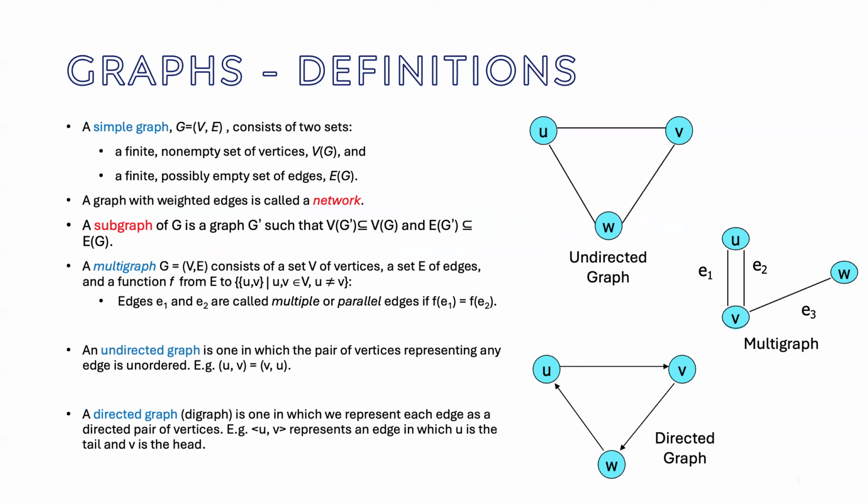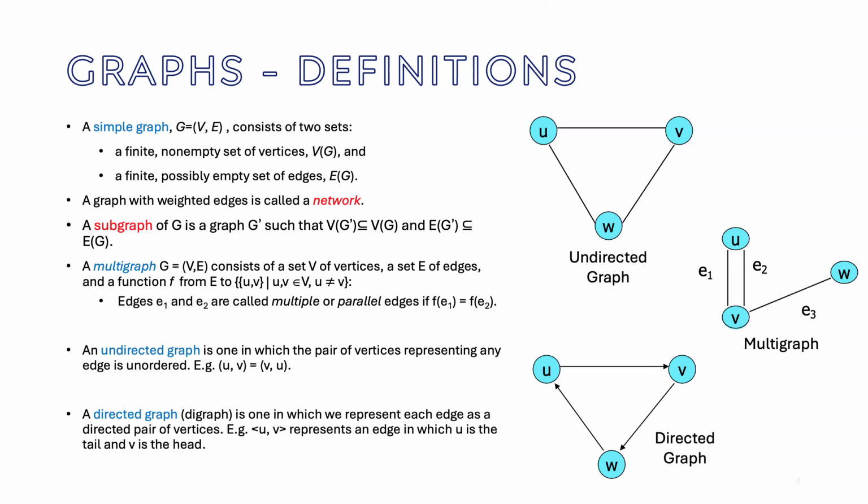But let's recall some formal definitions about graphs first. A simple graph G consists of two sets, a finite non-empty set of vertices, V, and a finite, possibly empty set of edges, E. Vertices are also called nodes, and edges are also called links or arcs. In many applications, the edges of a graph are assigned weights. These weights may represent the distance from one vertex to another, or the cost of going from one vertex to an adjacent vertex. A graph with weighted edges is called a network.